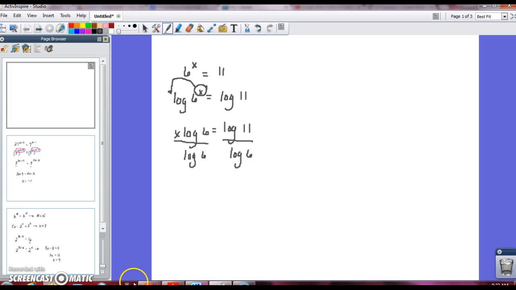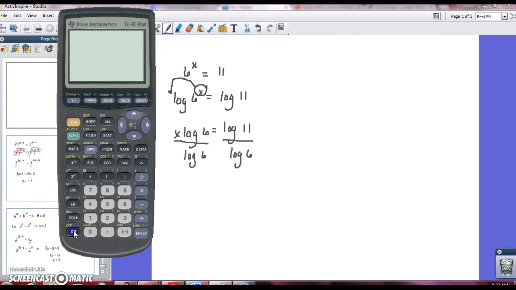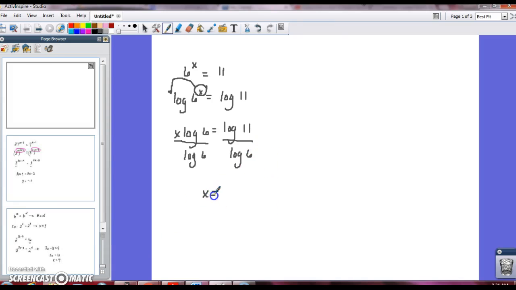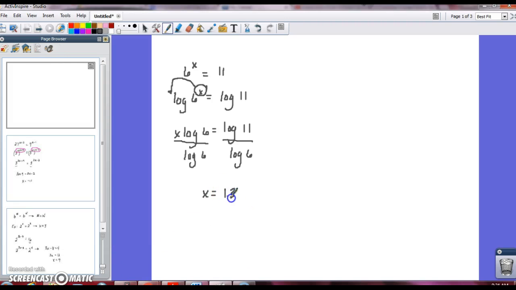Now let me show you something here. When you're doing this on your calculator, you want to make sure that you use the log button properly. Clear that out. So if I'm doing this, I'm saying, okay, log of 11. Make sure that you close your parentheses right there, because if you don't, you're going to get the wrong answer. Divided by the log of 6. And that gives me x is equal to 1.34 roughly. Okay, roughly.